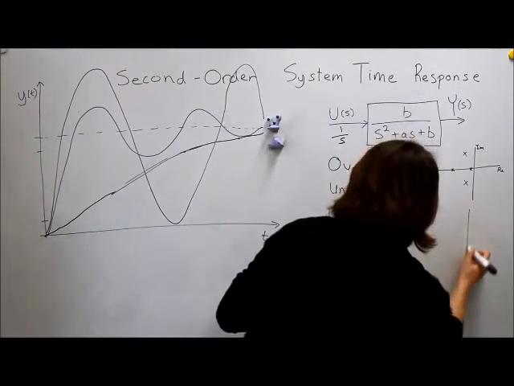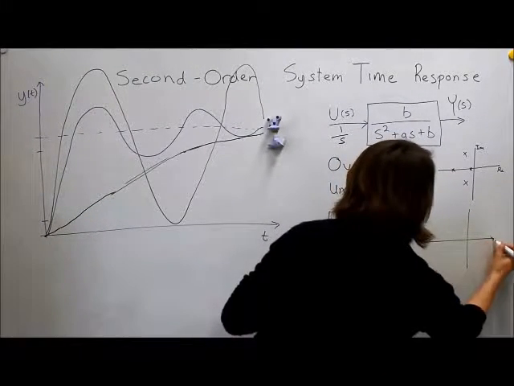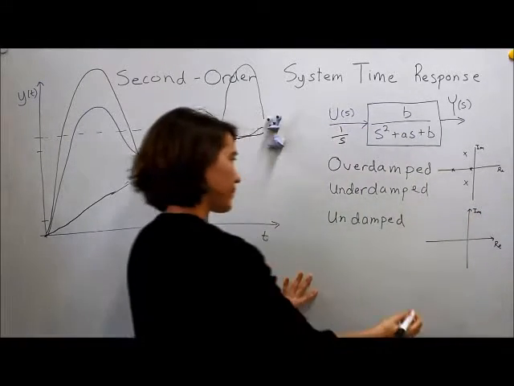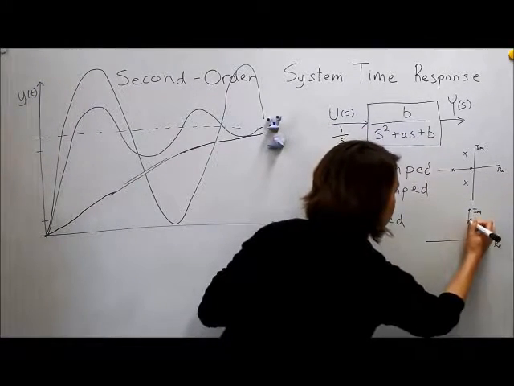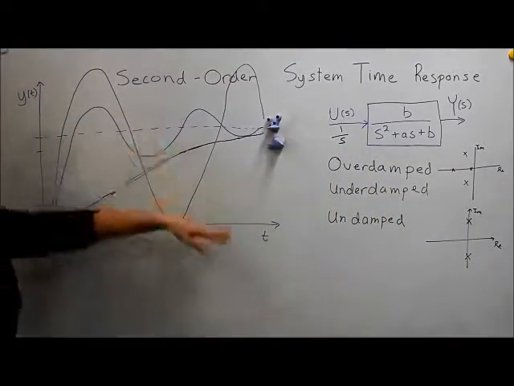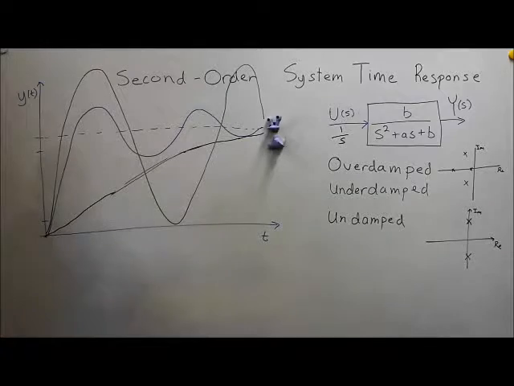So if we draw another version of our axes here, our real and imaginary, then we would have our poles directly on the imaginary axis. So we're just oscillating. It's purely sinusoidal.